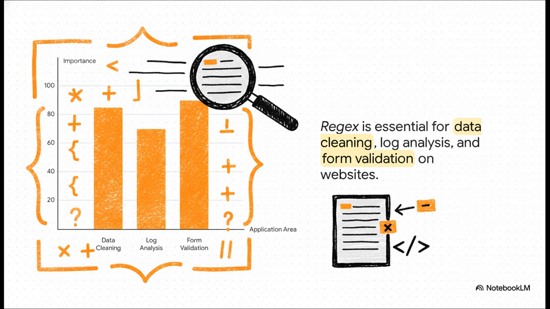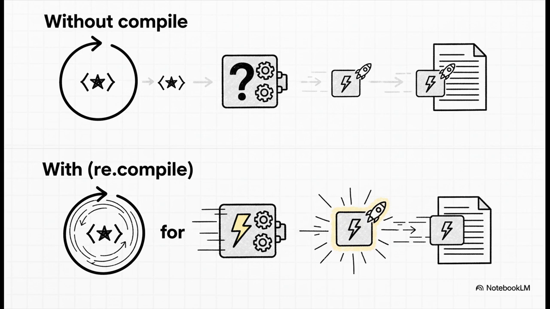It's a fundamental skill. Here's a quick tip for when you need more speed. If you're going to use the exact same pattern over and over, say inside a loop that runs thousands of times, it's actually faster to compile it first with re.compile. This basically pre-processes the pattern, so Python doesn't have to figure it out from scratch every single time.